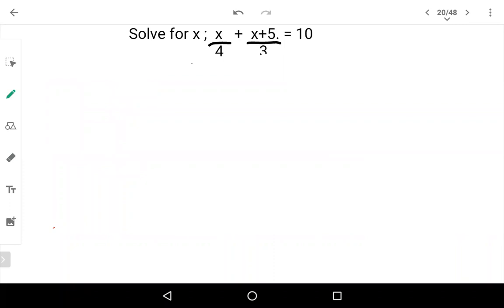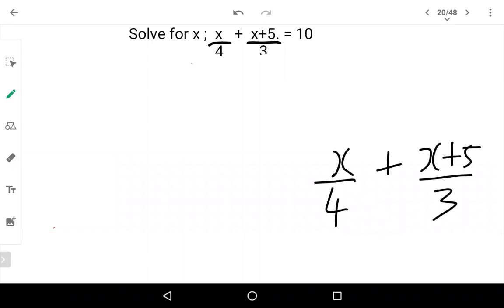Listen carefully. x by 4 plus x plus 5 by 3. This plus is in the center. When you have an addition or a subtraction sign in the center, you are supposed to find the LCM. Now, why are we finding LCM? So that we can simplify the equation and we will be able to get the answer for x.